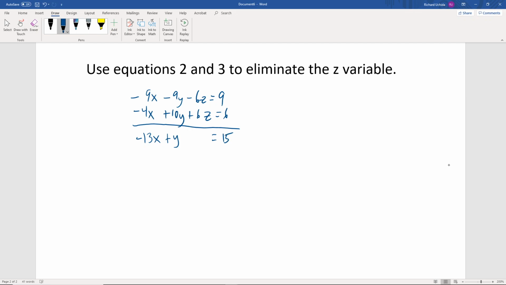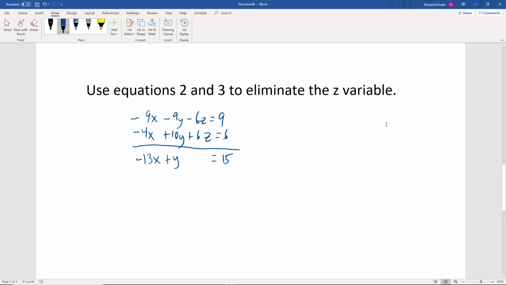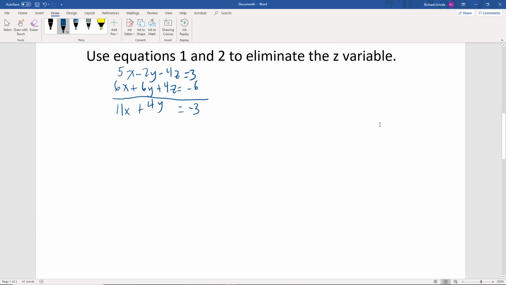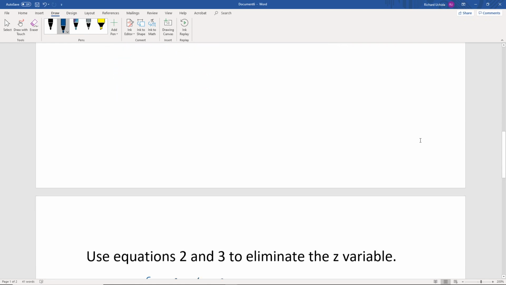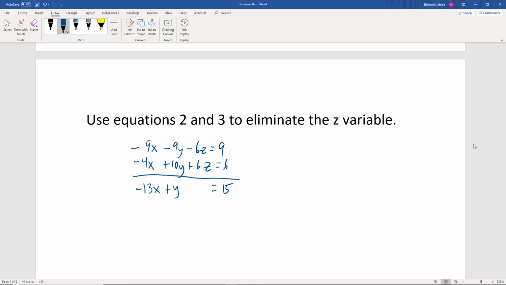Okay, so what I would now have after doing that is these two equations. One was 11x plus 4y equals negative 3. And the other equation is negative 13x plus y equals 15. And now what I want to do is solve this system of equations.